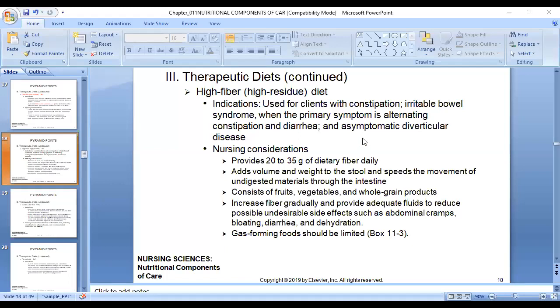But again, I say NCLEX does not give you pain. They ask very superficial questions. And we are not going to be the master or PhD degree here. Okay, very superficial. So for nursing consideration, provide 20 to 35 grams of dietary fiber daily. It adds volume and weight to the stool and speeds up the movement of our intestine. So I'm just sharing with you, my friend.